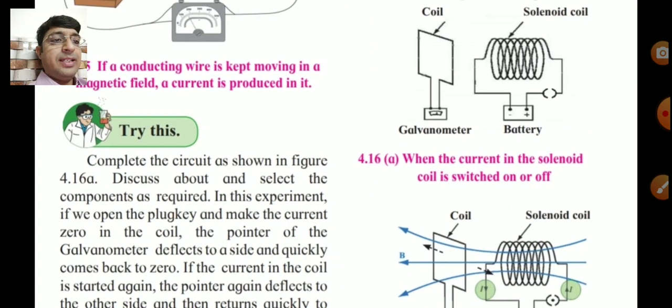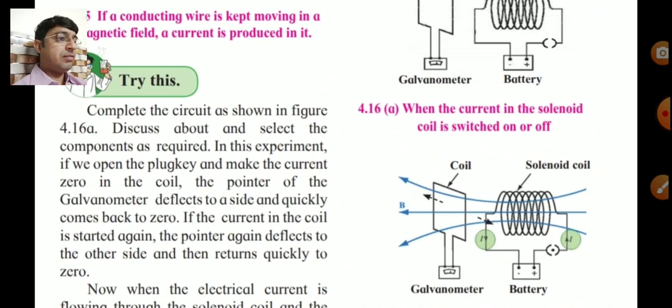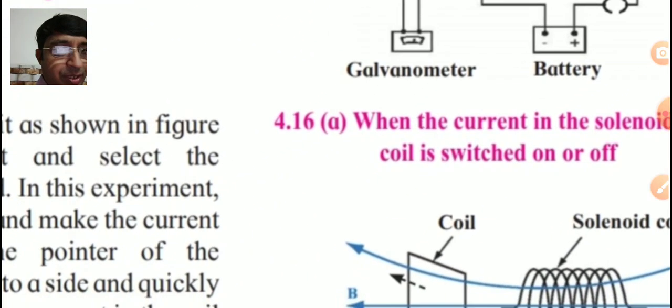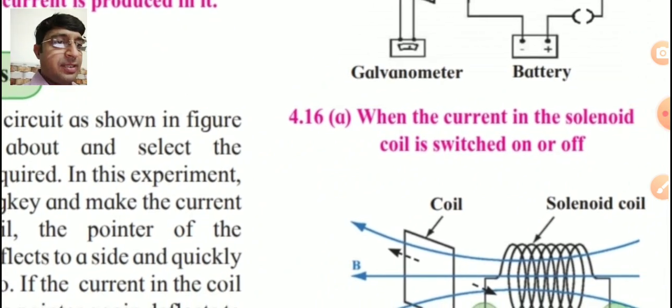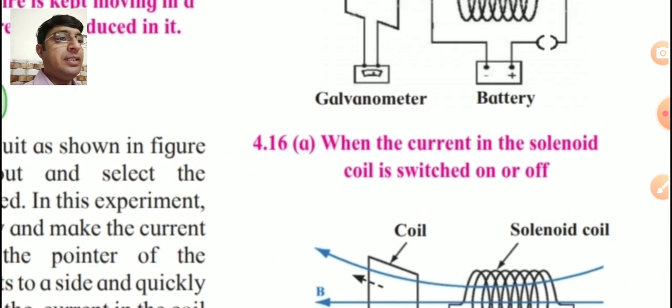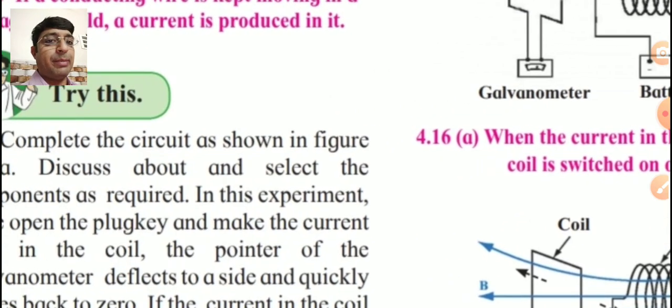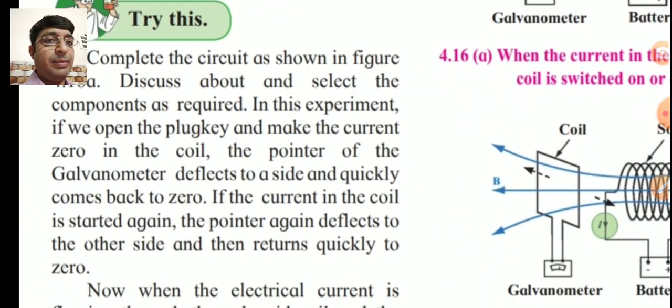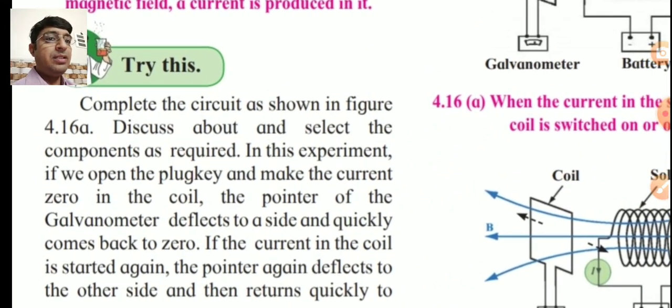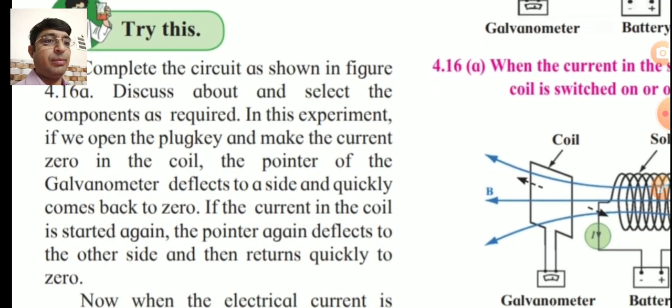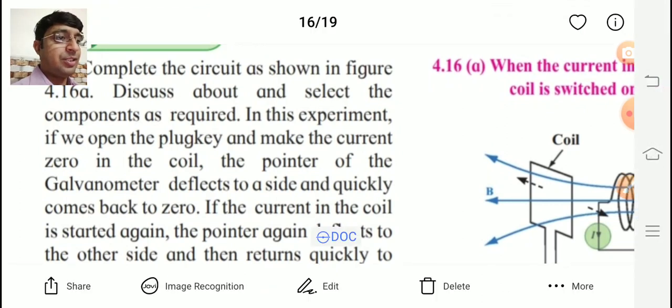Now here, try this activity given for us. Now questions with answers are given in this. So what is the first diagram? Check here. 4.16a. When the current in the solenoid coil is switched on or off. So what happened? See here, in this paragraph the answer is given. Complete the circuit as shown in the figure. Now discuss and select the components as required in this experiment. So your answers start here. I will show the answer.